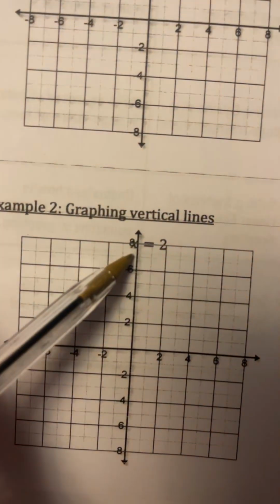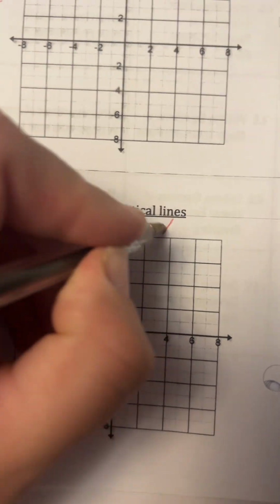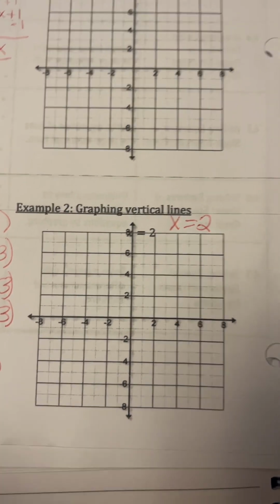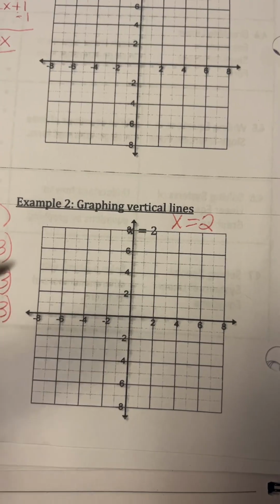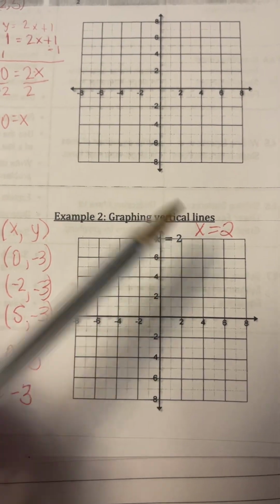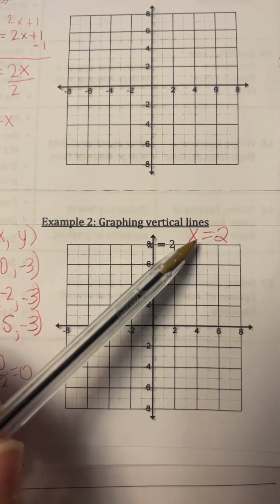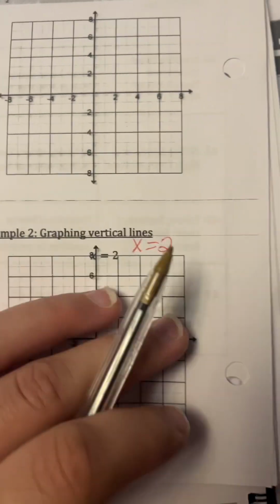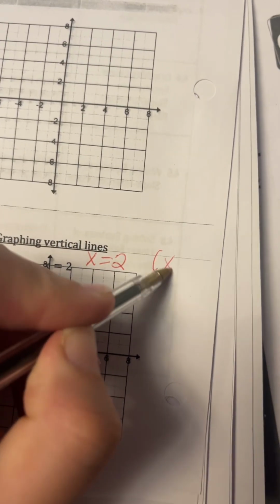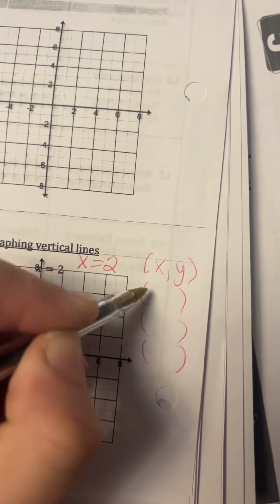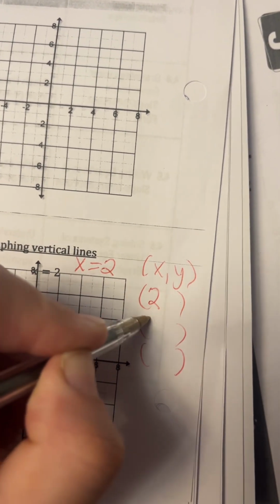So let me show you that here. Okay, this equation here says x equals 2. And what you're going to do is solve this, okay? This is just like what I did over here, okay? They're already telling you that this is a line where every single x value is 2 in all the ordered pairs.